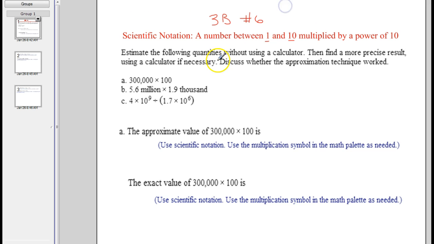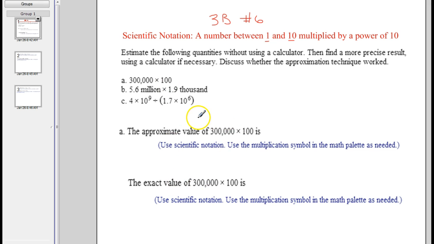Now what we're being told to do is to multiply these without using a calculator, and then find a more precise result using a calculator. I have each one of these, A, B, and C, on different pages. For part A, 300,000 times 100. These are already whole numbers. Down here you'll see we're going to have to round the others, but 300,000 and 100 are already whole numbers, so the approximate value and the exact value are going to be the same thing.